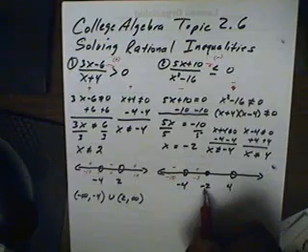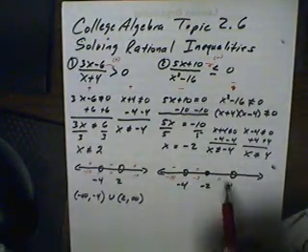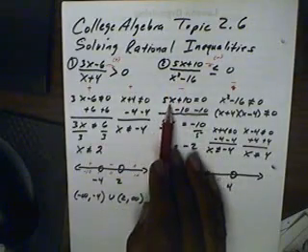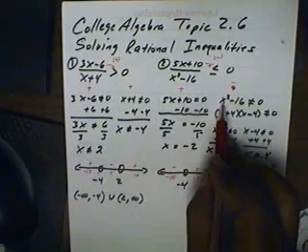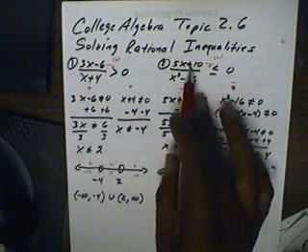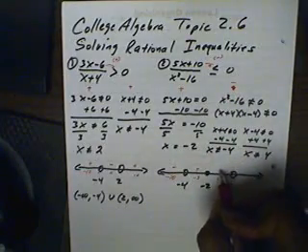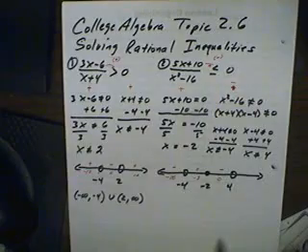Okay, we need a number between negative 2 and 4. Let's try 0. With 0, if x is 0, we get 5 times 0 plus 10. Well, that's positive. And here we'll get 0 squared minus 16. Well, that's negative. So a positive answer divided by a negative answer gives us negative. So this region is negative, which is good because we're looking for negative parts.